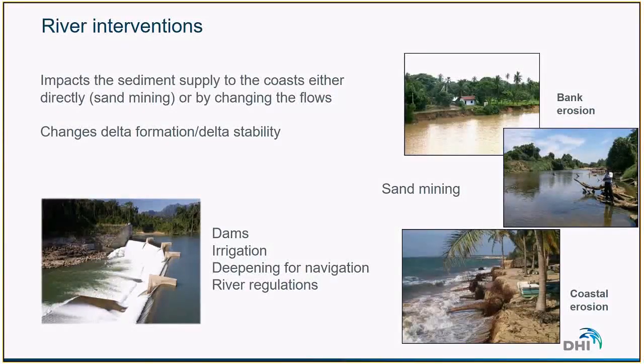The changes in river flow due to dams or deepening of navigation channels or river regulation can have a significant impact on the coast as well. The reduction in the flow speed, for instance, can have an impact on the delta formation and the delta stability, which can potentially lead to the river outlet retreating and therefore not being able to supply the coast with sediment.